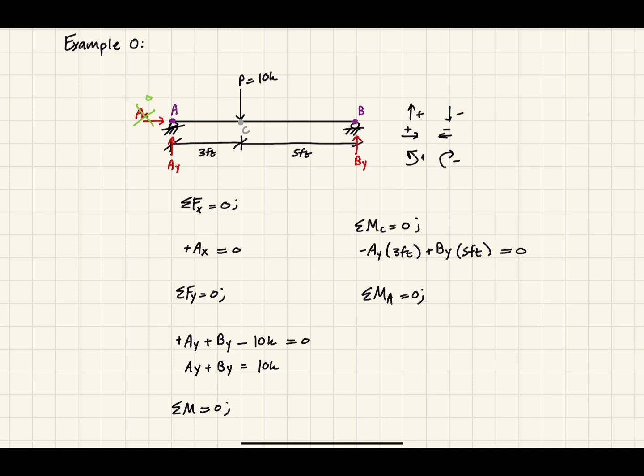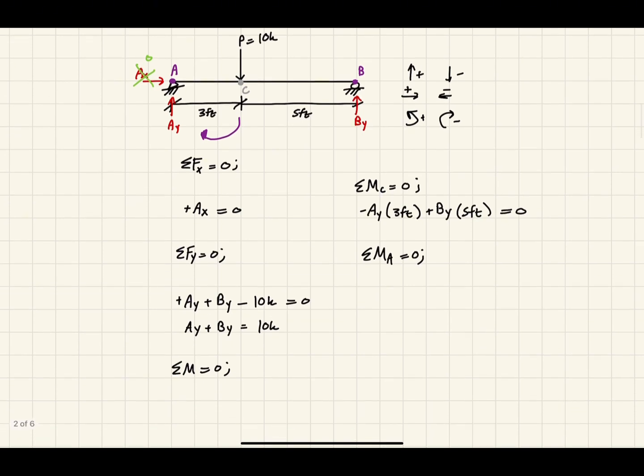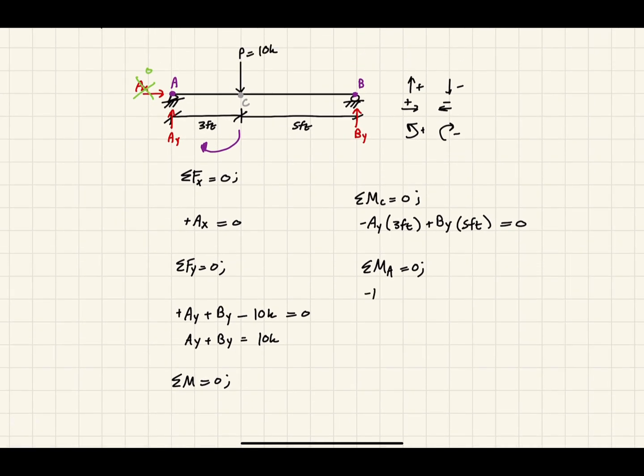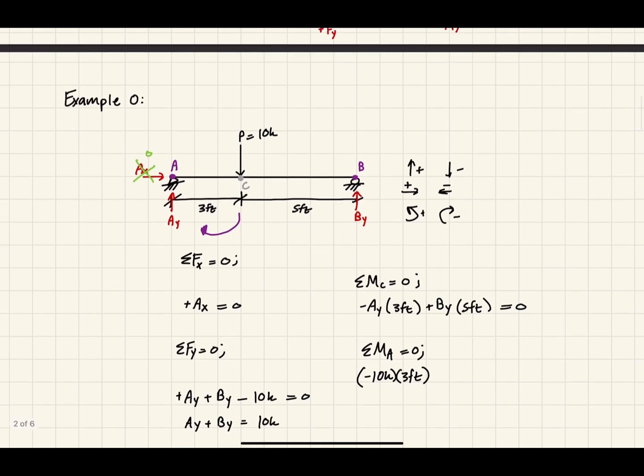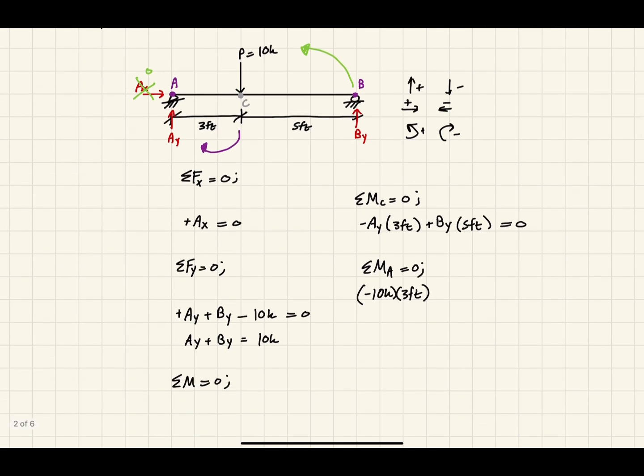So now, let me erase these. We're taking moments about A, right? So now let's look at this P. It's going to want to go like that about A, and that's counterclockwise. So we're going to do negative 10 kips, and then we want to do 3 feet. And then we want to do this. BY is going to want to go like that about point A, so it's going to go counterclockwise. Plus BY, and then plus the full lever arm to point A. So it's going to be 8 feet.